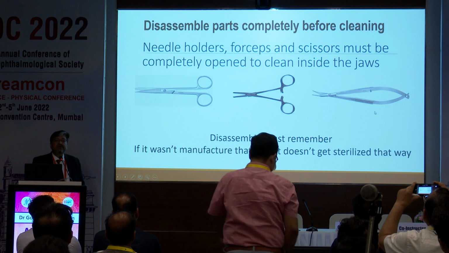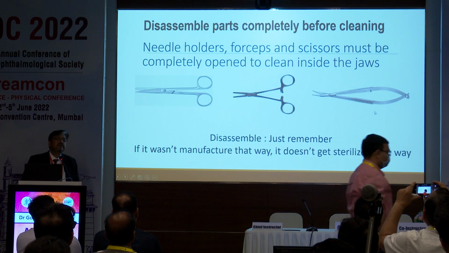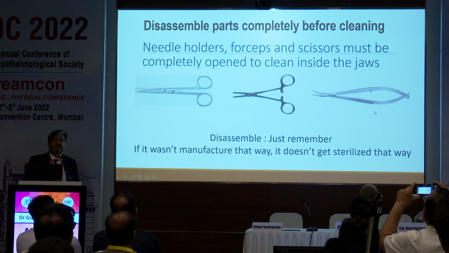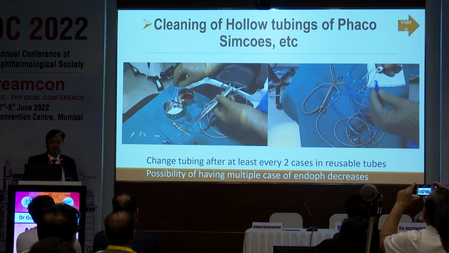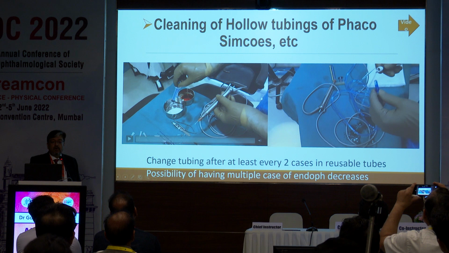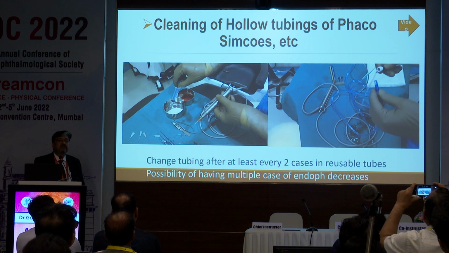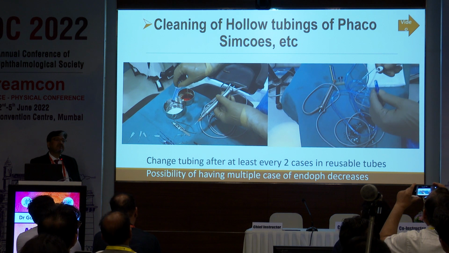Instruments which have joints, for instance scissors, forceps, should ideally be nicely opened, their hinges cleaned properly. In case you have assembled the instrument, it should be totally dismantled before it is put to sterilization. Hollow instruments, again, you have to take extra care because there's a lot of material like lens matter which is going into the tubing and may remain if you don't clean it very properly.